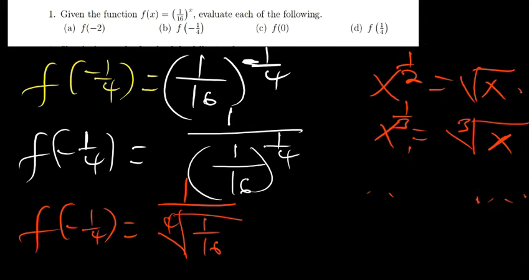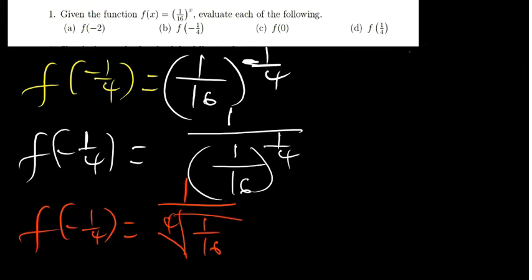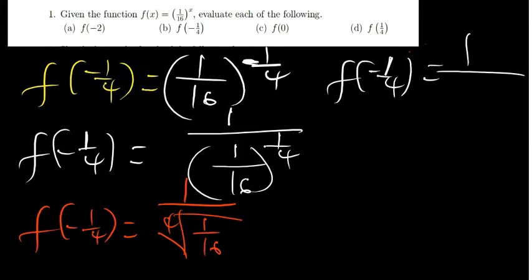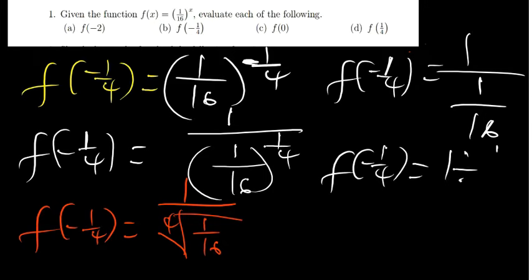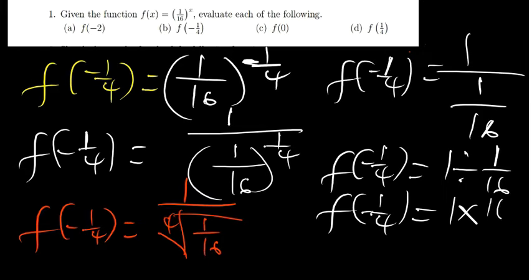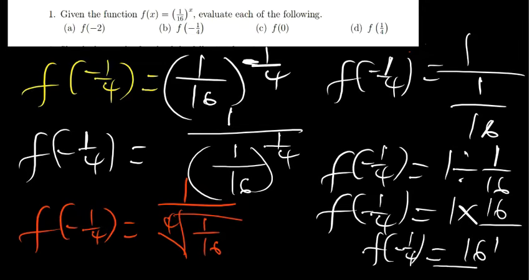Okay, so now let's get rid of this. Then we can see that f of negative 1 over 4 is going to be 1. The fourth root of 1 is 1. Then the fourth root of 16 should be 2. 2 times 2 is 4, 4 times 2 is 8, 8 times 2 is 16. So I have my 16 here. This is the same as 1 divided by 1 over 16. I'll also do what I did in part A, where I said 1 times 16 over 1. So my f of negative 1 over 4 is equal to 16. As simple as that. So in that case, for B, 16 is the answer.